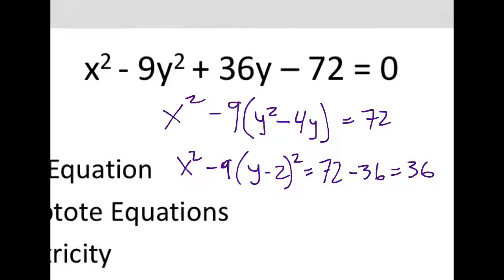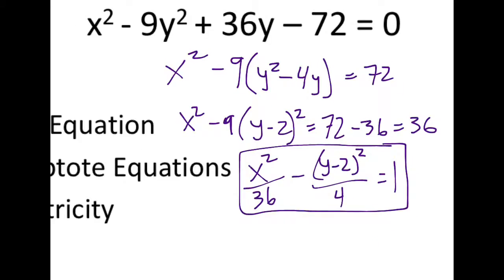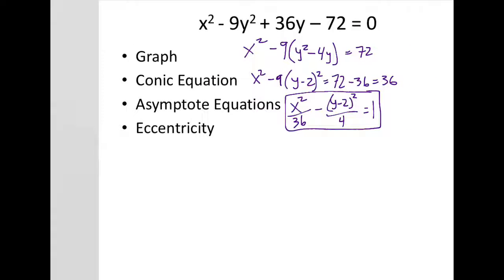So now I need to divide everything by 36. So we get x squared over 36 minus, I have 9 over 36, which simplifies to 1 over 4. So I have my y minus 2 squared over 4, and now we have equal to 1. So let's think about what we know about this. Well, we know that the center is at the x value of 0 and the y value of 2.